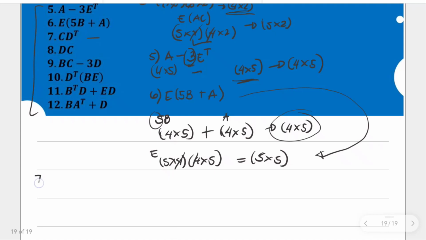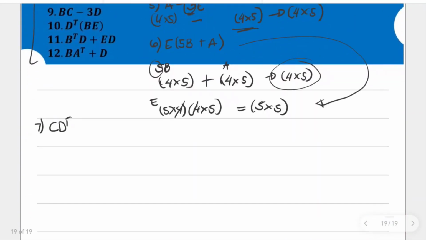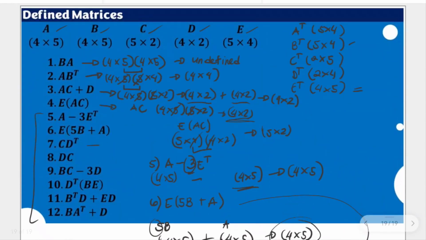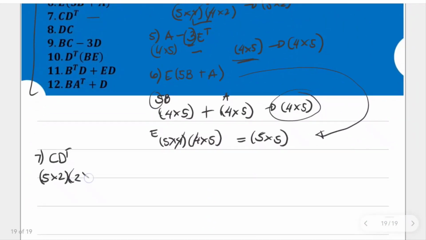So number 7 is the product of C and the transpose of D. C is a 5 by 2 matrix. So it's a 5 by 2 matrix. And the transpose of D is a 2 by 4 matrix. So you have 2 by 4. So you have this. Their product is defined and it's a 5 by 4 matrix. Number 8.